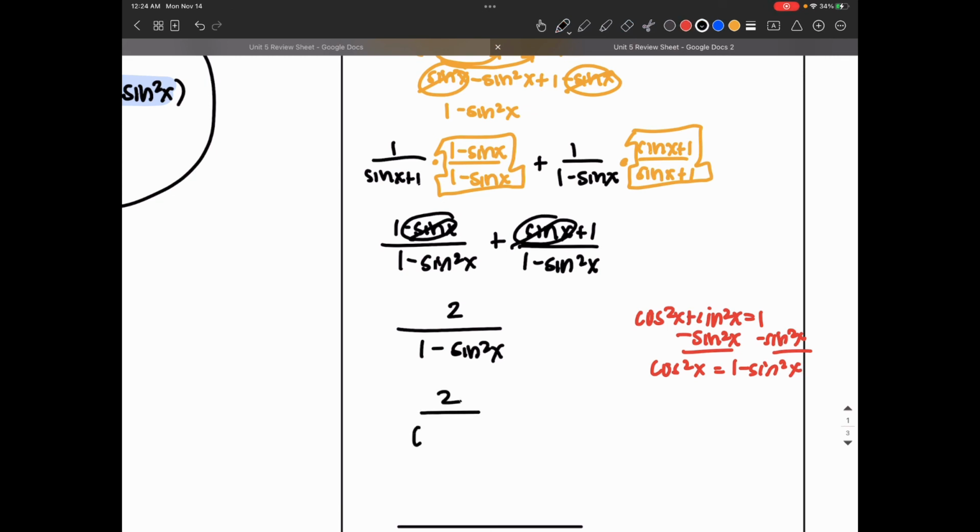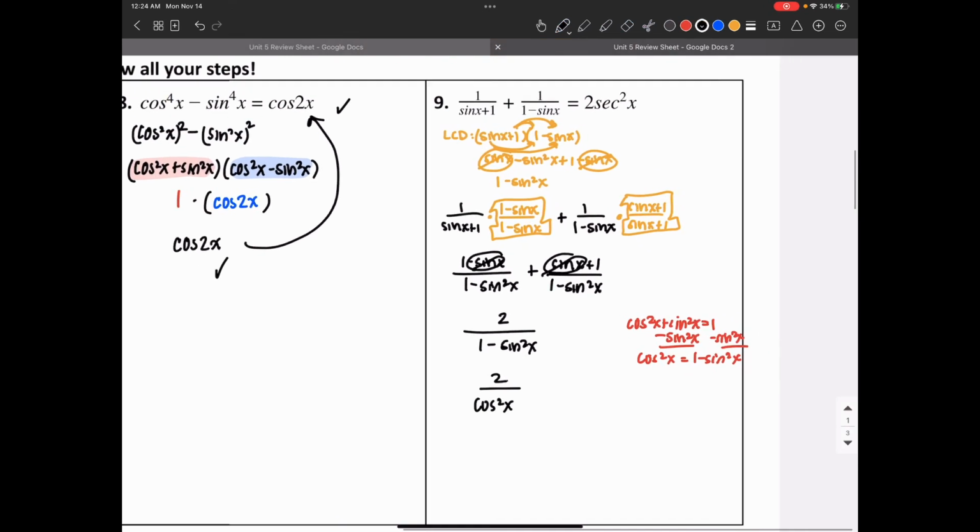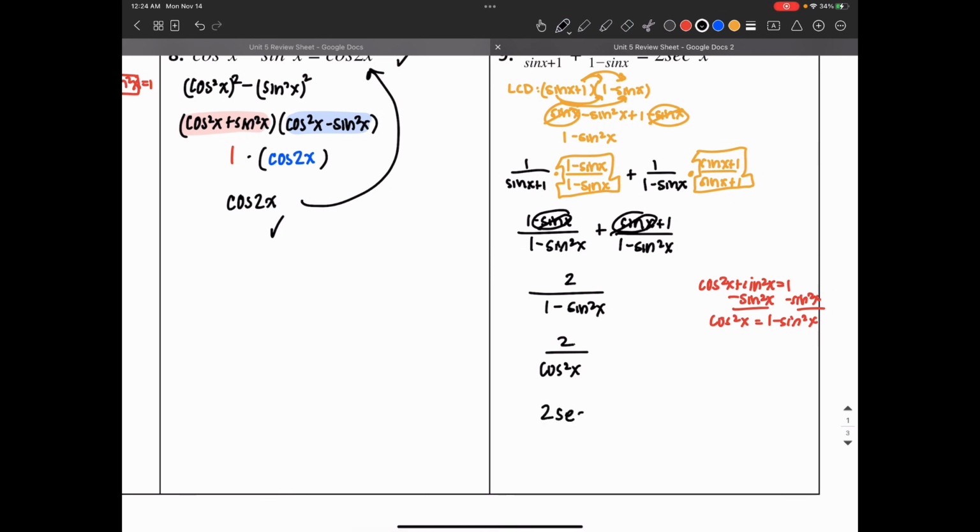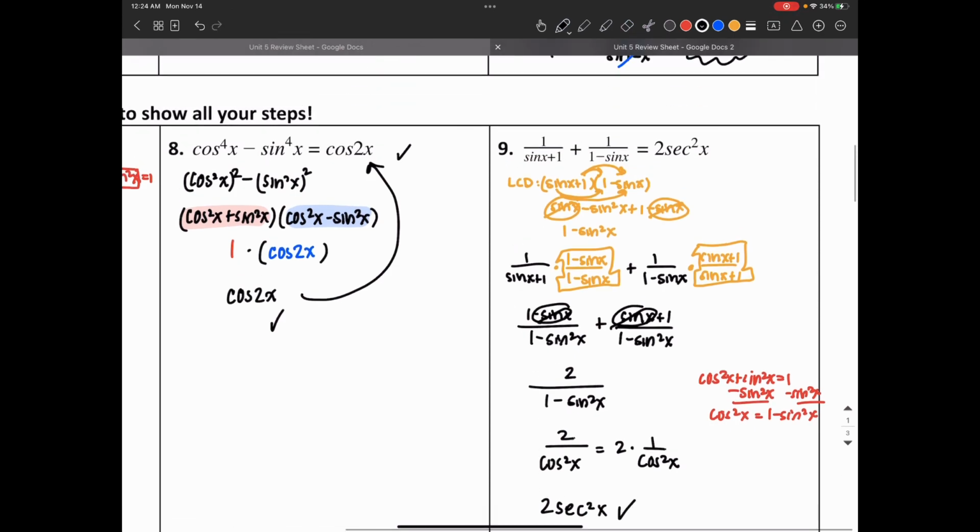And I know I'll be replacing 1 minus sine squared of x with cosine squared of x. So this is 2 over cosine squared of x, which is 2 times secant squared of x, because this is the same as 2 times 1 over cosine squared of x. And I can replace this with this. And then that is what I have on the other side. So I'm done.